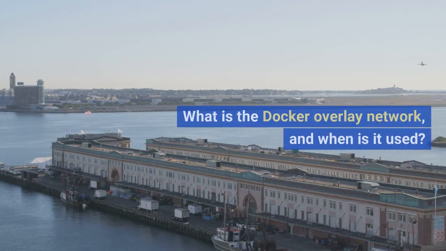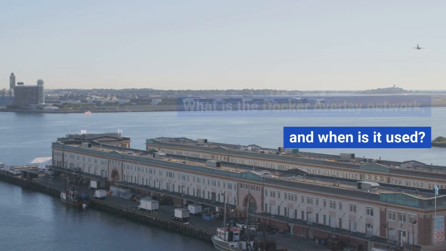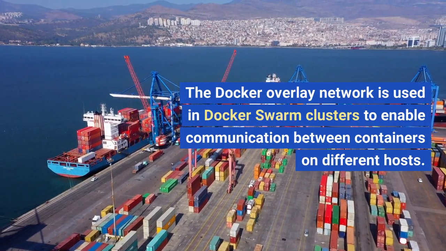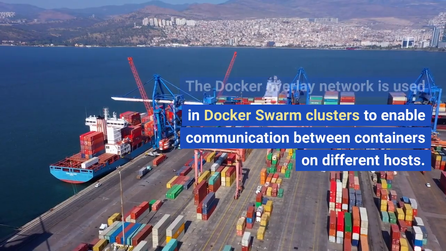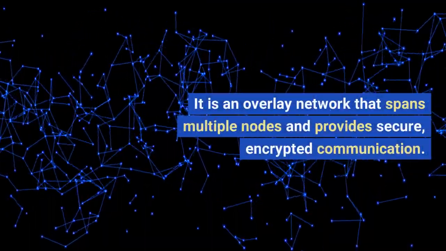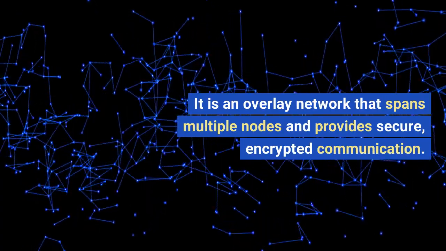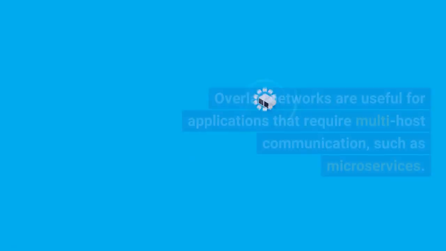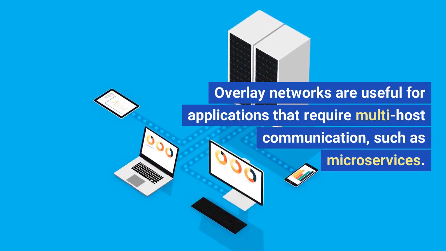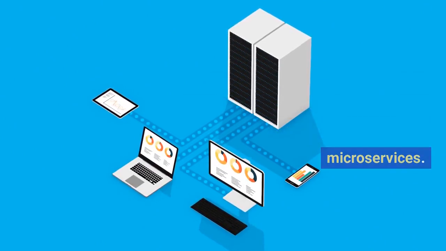8. What is the Docker overlay network, and when is it used? The Docker overlay network is used in Docker Swarm clusters to enable communication between containers on different hosts. It is an overlay network that spans multiple nodes and provides secure, encrypted communication. Overlay networks are useful for applications that require multi-host communication, such as microservices.